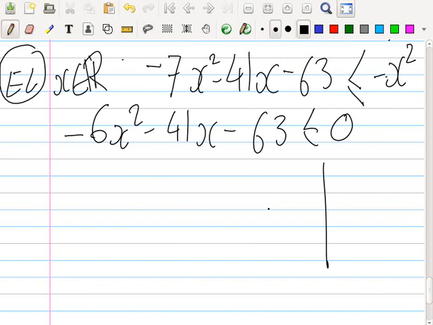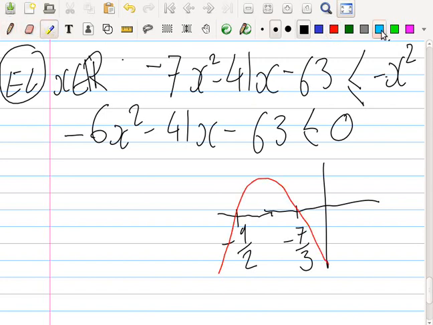Okay, now I'll use my formula for A, B, and C. A is minus 6. B is minus 41 and C is minus 63. I get two answers, minus 7 over 3 and minus 9 over 2. So minus 7 over 3 and then minus 9 over 2 are my two answers. Okay. What shape will this quadratic be? A hill shape, yeah.